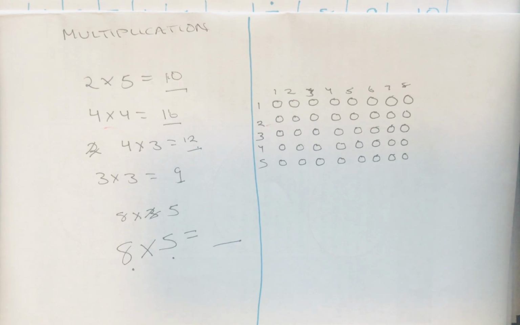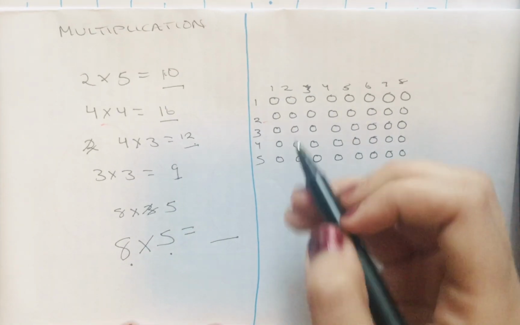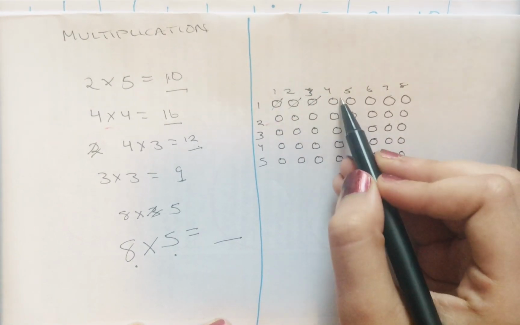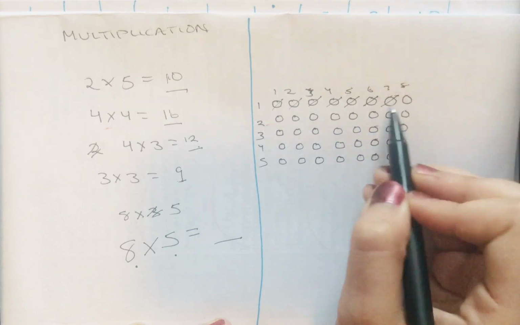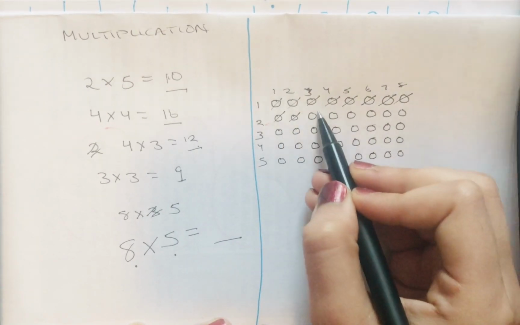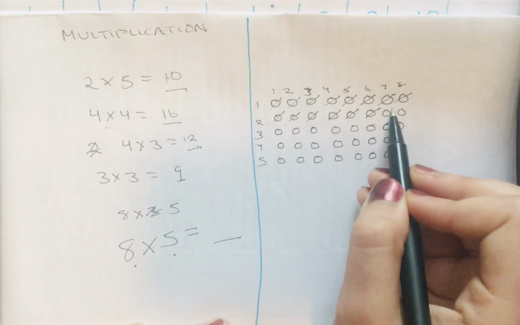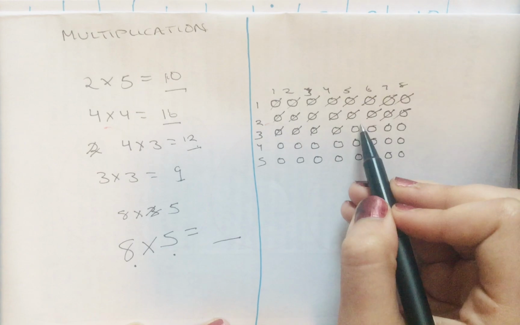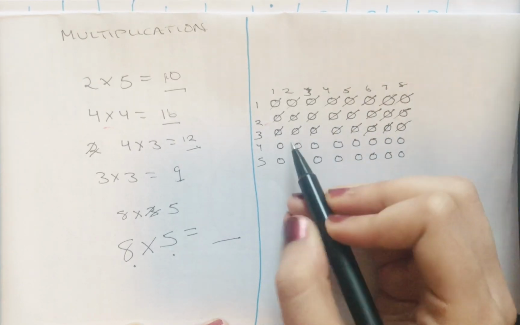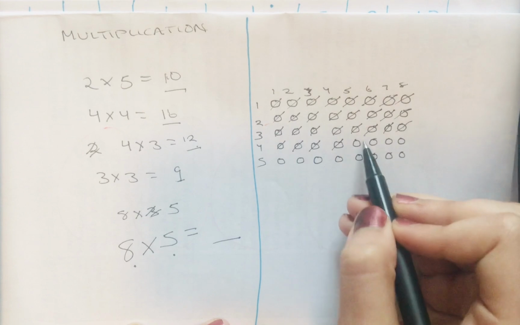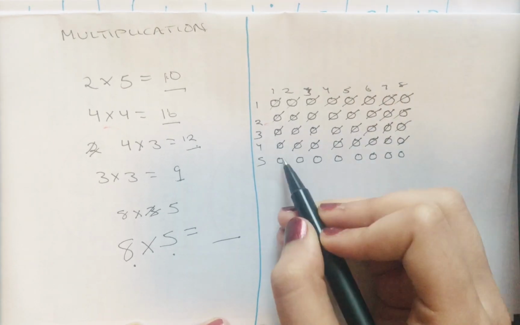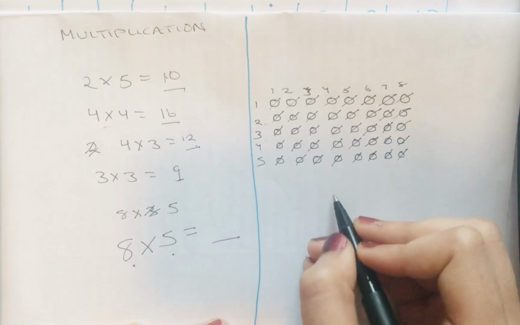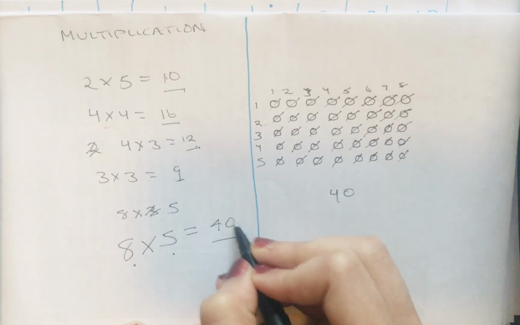Now let's count what it is equal to. It means you count all the circles together. Count with me. 1, 2, 3, 4, 5, 6, 7, 8, 9, 10, 11, 12, 13, 14, 15, 16, 17, 18, 19, 20, 21, 22, 23, 24, 25, 26, 27, 28, 29, 30, 31, 32, 33, 34, 35, 36, 37, 38, 39, 40. So 8 times 5 is equal to 40.